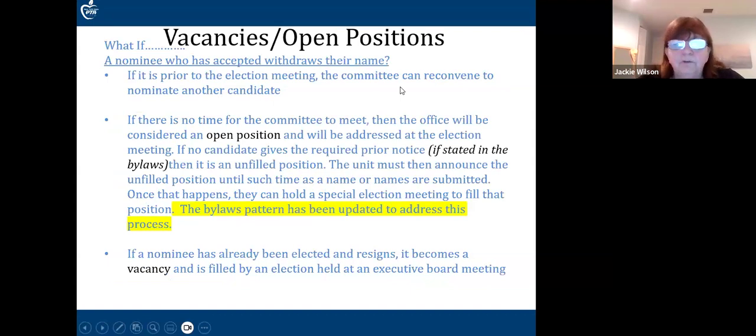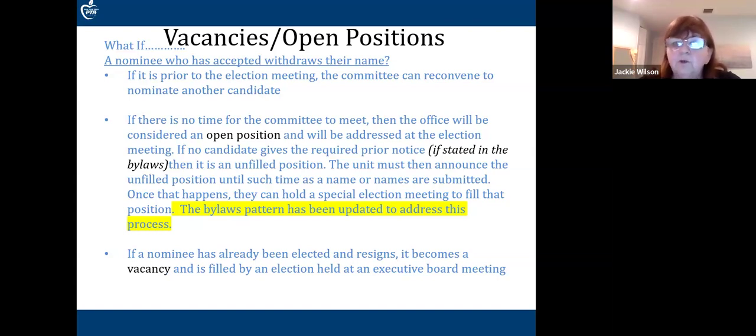So what about open positions or vacancies? What if a nominee who accepted withdraws their name? Well, if prior to the election meeting, then the committee can reconvene to nominate another candidate, and then that second choice should be conveyed and given to the membership as well. If there is no time for the committee to meet, then the office will be considered an open position and will be addressed at the election meeting. If no candidate gives the required prior notice, in other words, if you have that 2-day notice, then it becomes an unfilled position, and the unit must then announce the unfilled position until some time as a name or names are submitted. Once that happens, they can hold a special election meeting to fill that position.